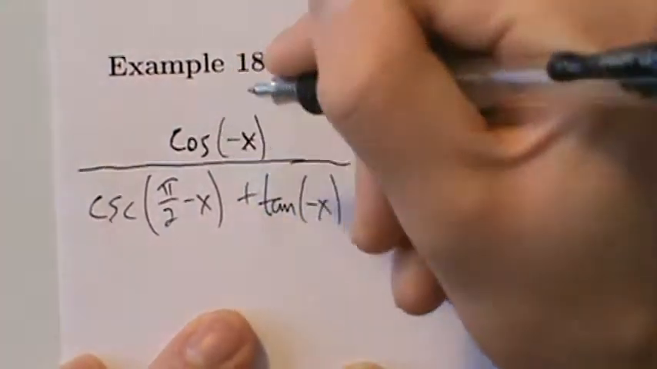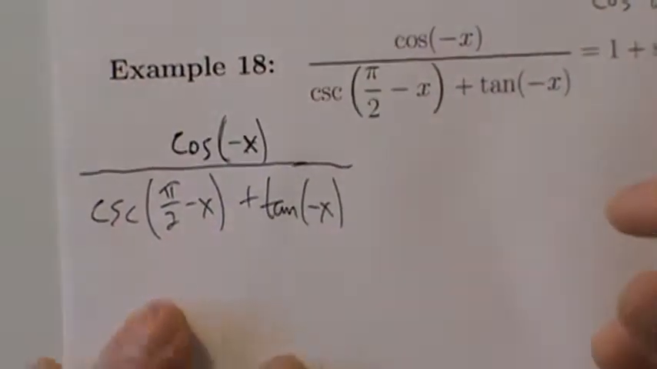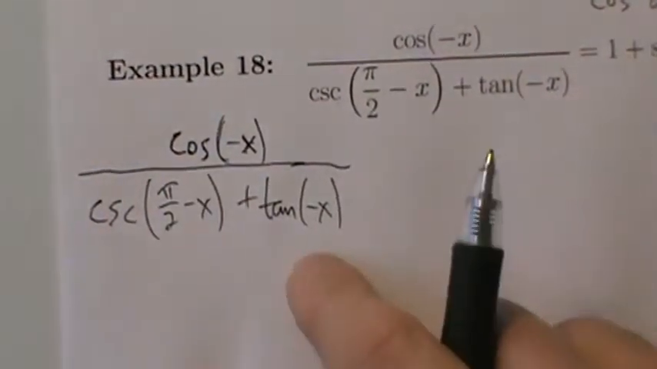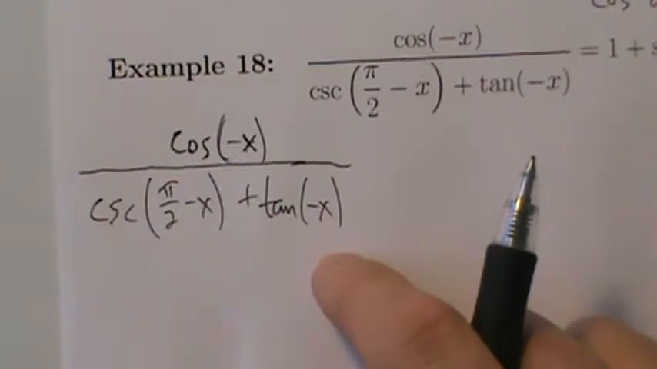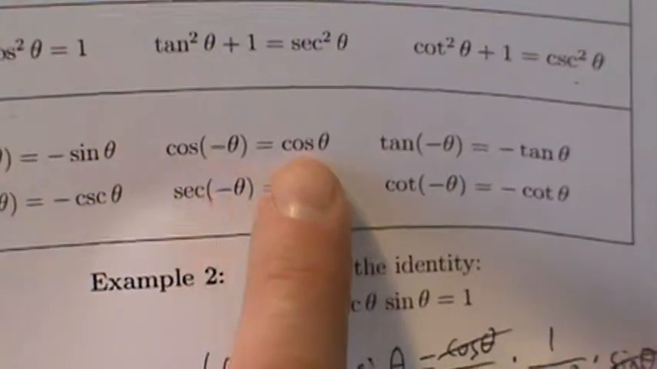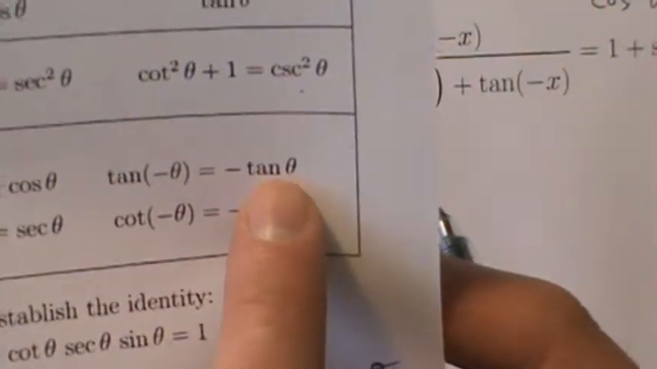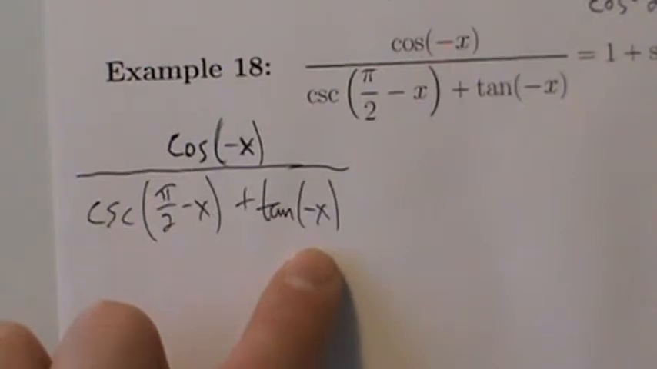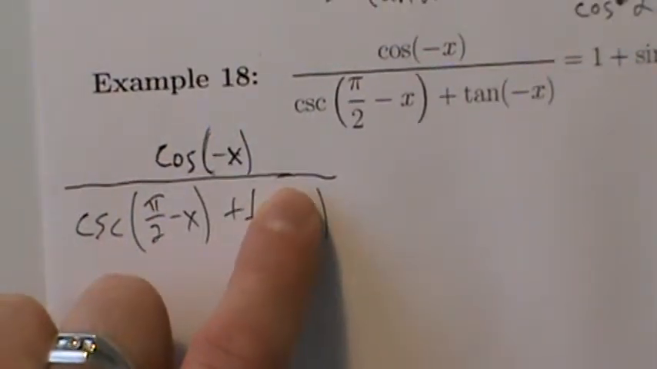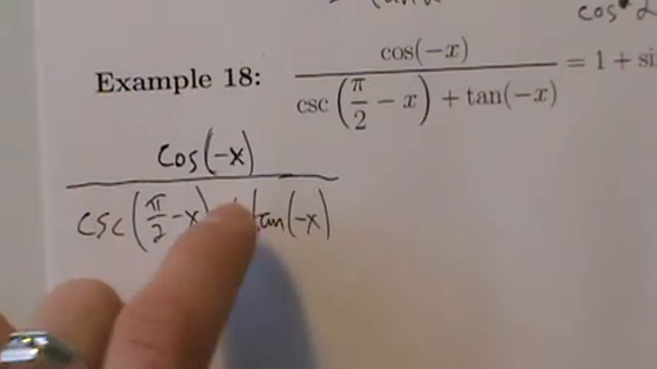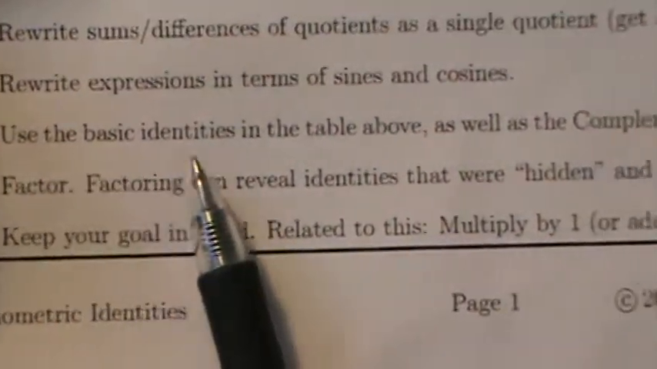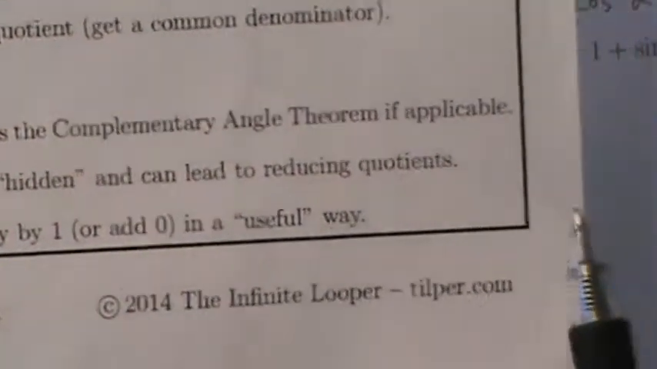Okay, so three things, or maybe two things, depending on how we're counting, should jump out at us right away. Cosine of negative x and tangent of negative x. You might want to think about even odd properties, right? Even odd identities. So cosine of negative theta is cosine of theta. So whether it's theta or x, it does not matter at all. And tangent of negative theta is negative tangent of theta. It's the same exact thing. Okay, so we have those properties here, and also here, it's not written on the paper, but it is mentioned in these steps. Use the basic identities in the table above, as well as the complementary angle theorem if applicable.